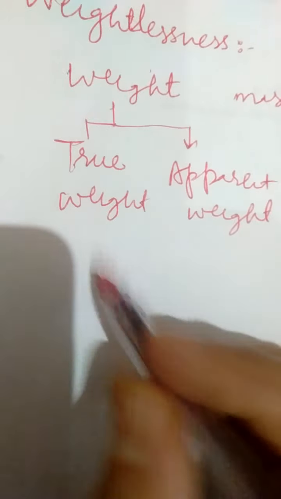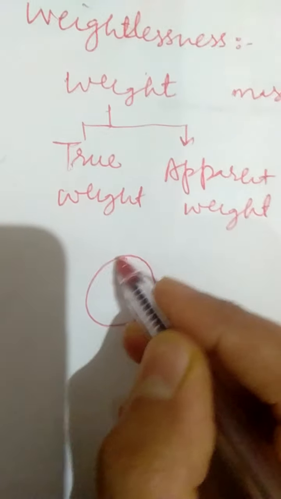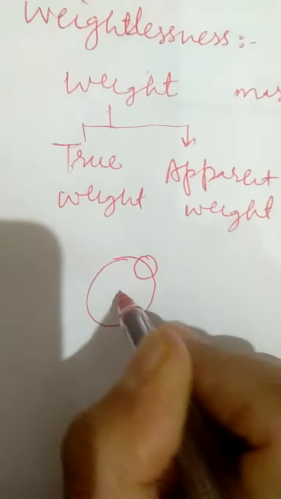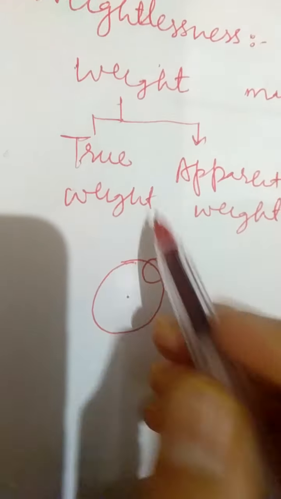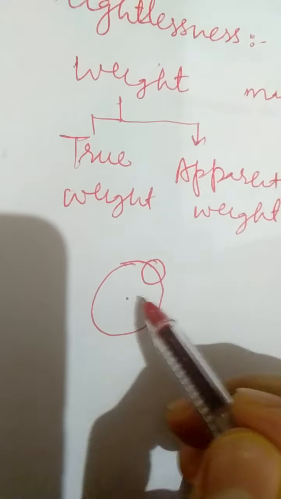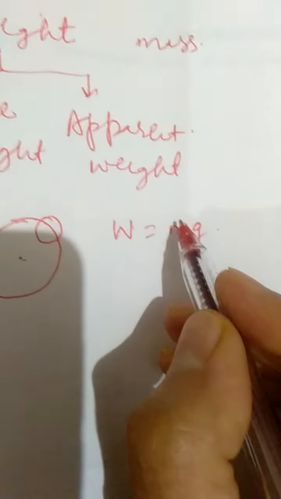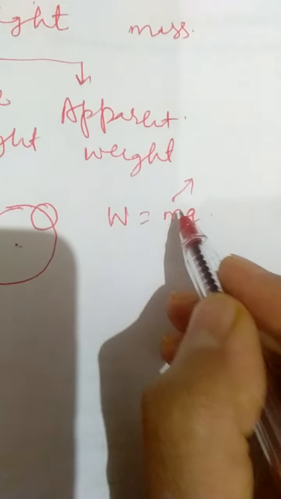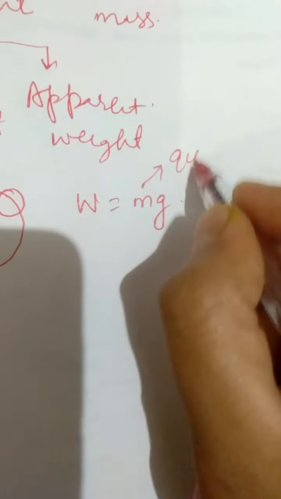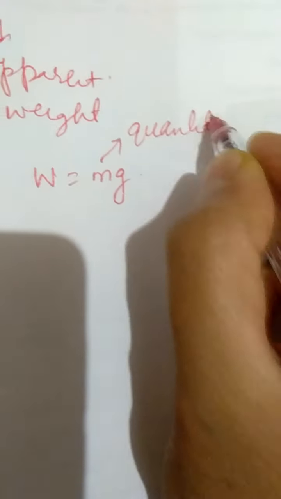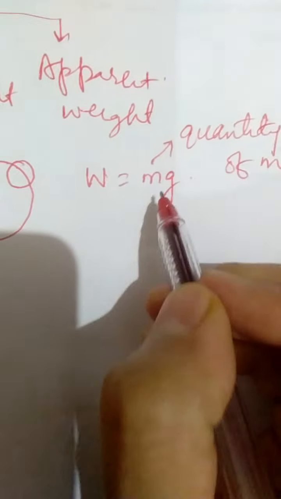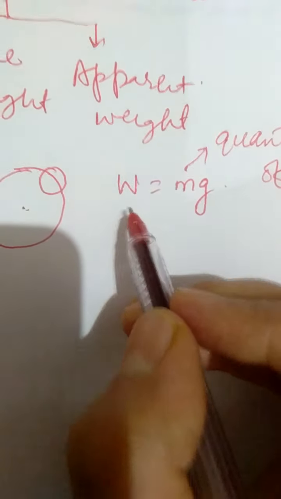Now, we know that weight is the force with which a body is attracted towards the center of Earth. So this is the center of Earth. The force with which a body is attracted towards the center of Earth is called weight, and weight is defined as mg. Whereas mass is the quantity of matter contained in a body. So we can say that mass is a scalar, weight is a vector because it is a force.